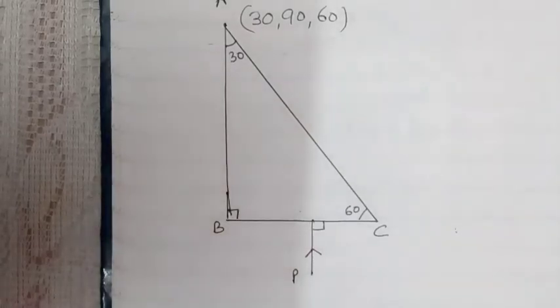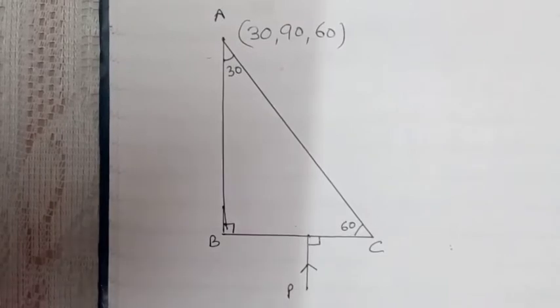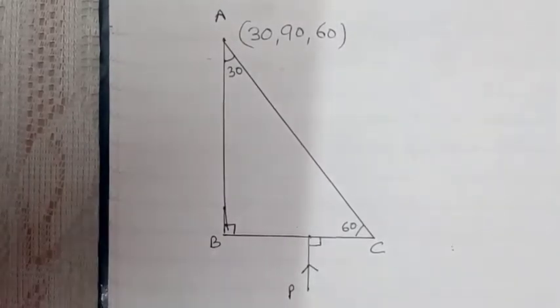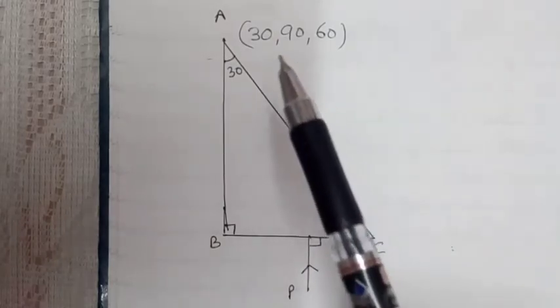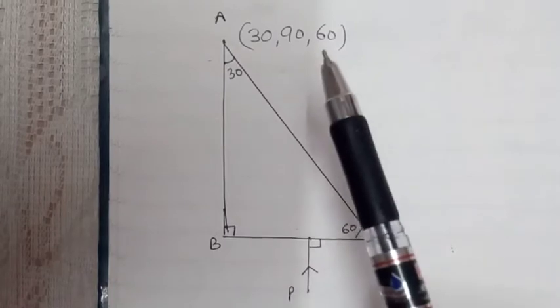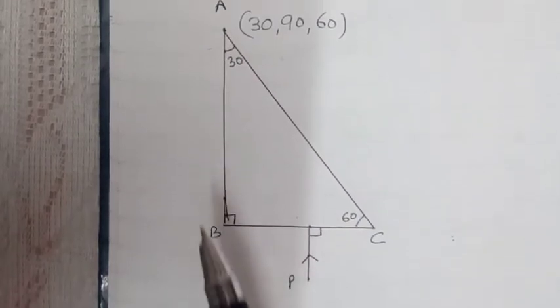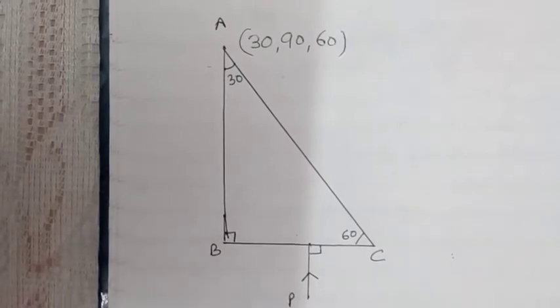Let us now see the refraction through a scalene prism, a right angled scalene prism. I have taken a scalene prism over here, 30, 90, 60. One angle is 30, one angle is 60 and the other angle is 90. So it is a right angled prism, but it's a scalene prism. All the three sides are unequal.